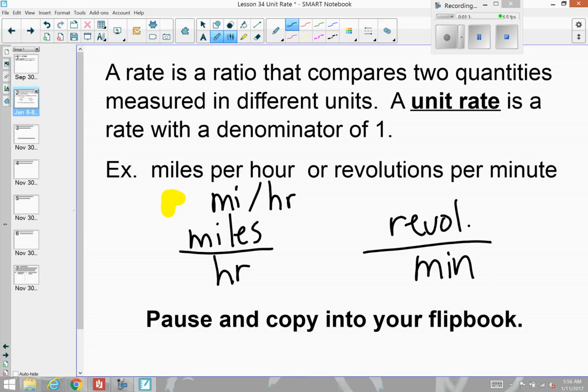I'd like you to pause the video now and copy this under one section of your flipbook under unit rates.